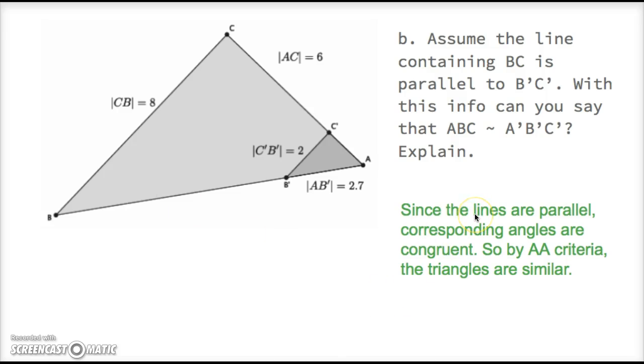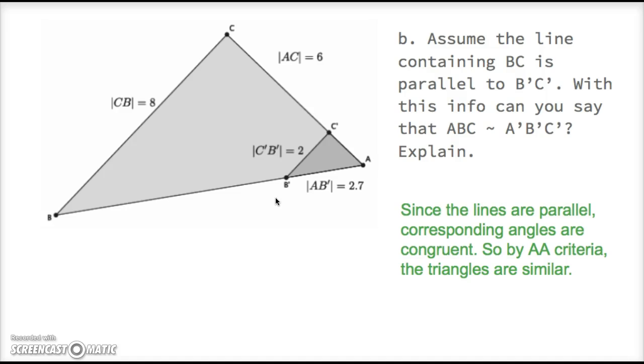So here's what we have. Since those lines are parallel, according to the fundamental theorem of similarity that we talked about, that makes the corresponding angles congruent. That means this angle right here at C prime would be congruent to C up here. That means B prime would be congruent to this B over here. And then they share the point A, so you know that's going to be congruent. So by the angle criteria that we've been talking about, that makes these triangles similar.